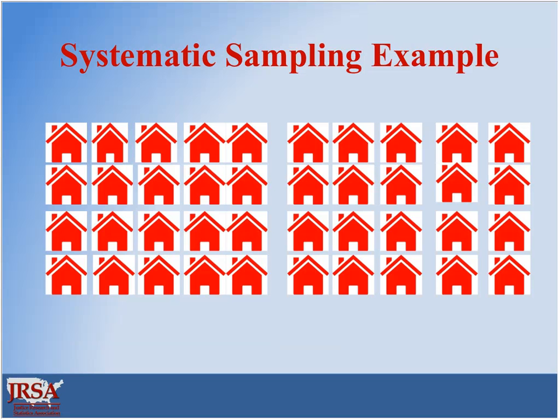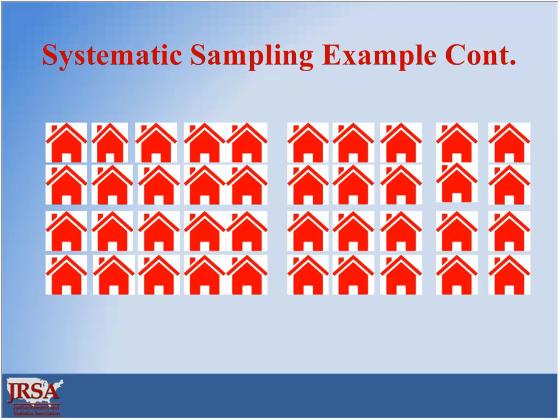But the next question is, where would you start? One way to do this is to randomly select a number between 1 and 4. Let's say we randomly selected 3. That means that you would start at the 3rd house and then sample every 4th house after that. So there's the 3rd house we begin with, and then we sample every 4th house until we get to 10.